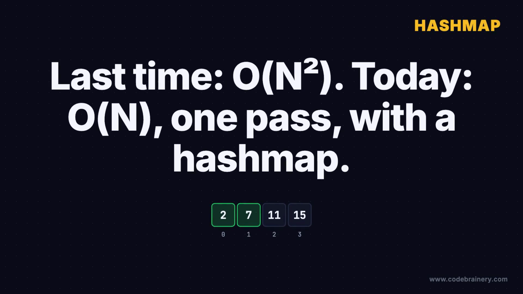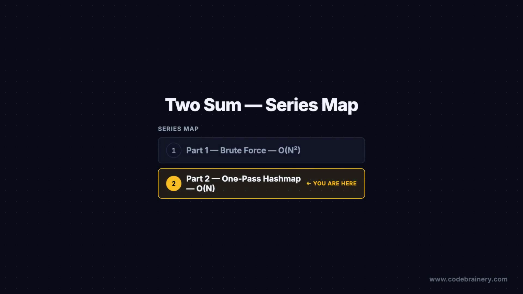Last time we did 2 sum in O of n squared, checking every pair. Today, the answer interviewers actually want. 1 pass. O of n. The trick is a hash map, and one insight you can apply to half of all interview problems. 2 parts. Part 1 was the brute force. We are in part 2 now, the 1-pass hash map.